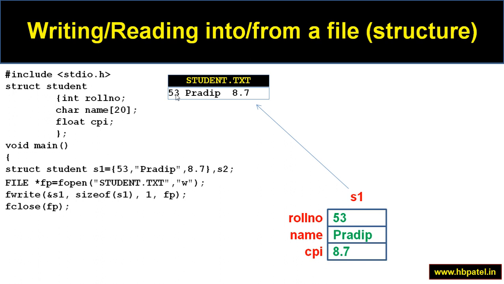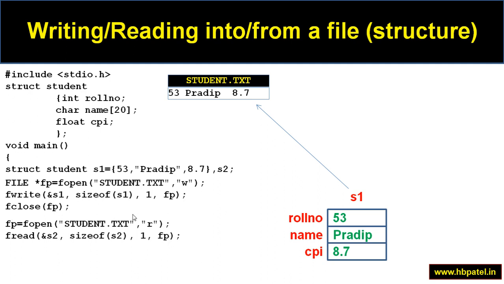So student.txt now has 53 Pradeep 8.7. That is copied into the student.txt file. Next, I again open the same file, but now the mode is read, because I want to read the contents. For that the function is fread, with the same arguments, but instead of S1 we read into another variable, S2. So ampersand S2, size of S2. Of course we are going to read one structure variable from fp. Fp is nothing but student.txt.